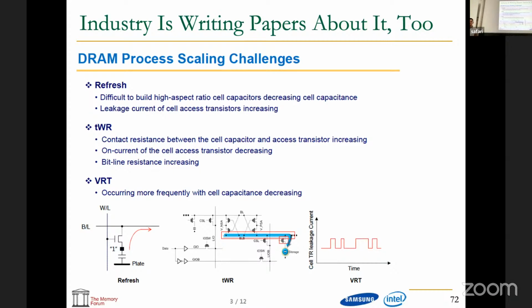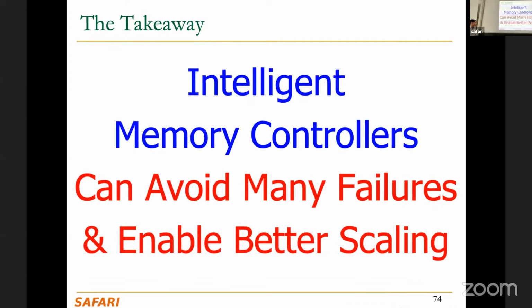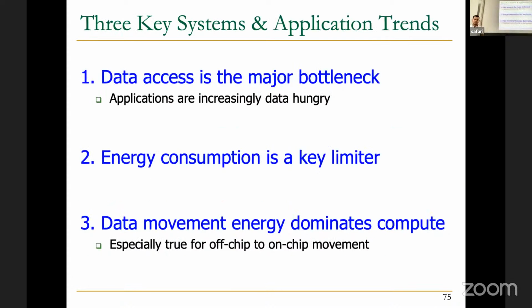Industry is also looking quite deeply at this scaling problem of memory devices. Intel and Samsung wrote this paper together, talking about the challenge of scaling DRAM to smaller technology nodes. There is also another paper talking about how to architect better controllers to mitigate these DRAM scaling problems. The main takeaway here is that we need to implement more intelligent memory controllers if we are not going to fix the scaling problem, at least to mitigate such scaling problems.